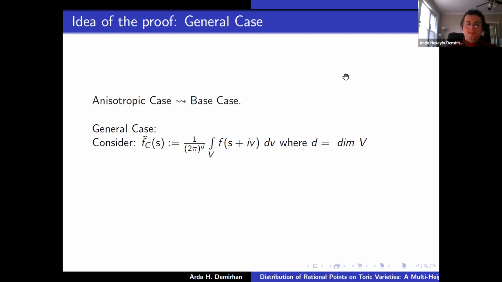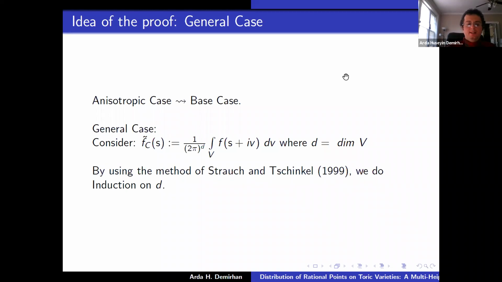More precisely, we consider a function given by some d-dimensional integral. As I said, this function will be the integral of a distinguished function. And it is not just a distinguished function. Here the f without the tilde is roughly a sum of h hats. And the nice thing is f tilde matches with the height zeta function up to some constant in the general case. And then we are done by using the machinery of Strahan-Schinkel and doing induction on D.